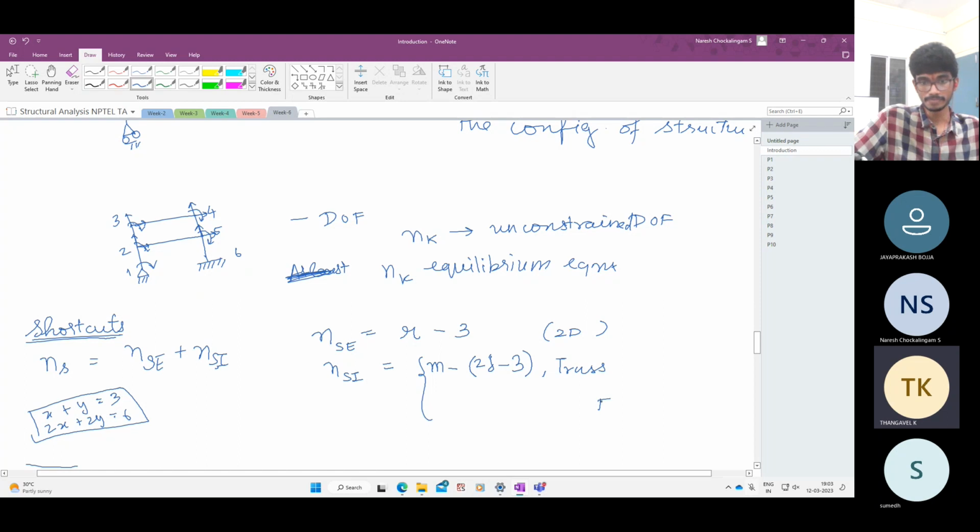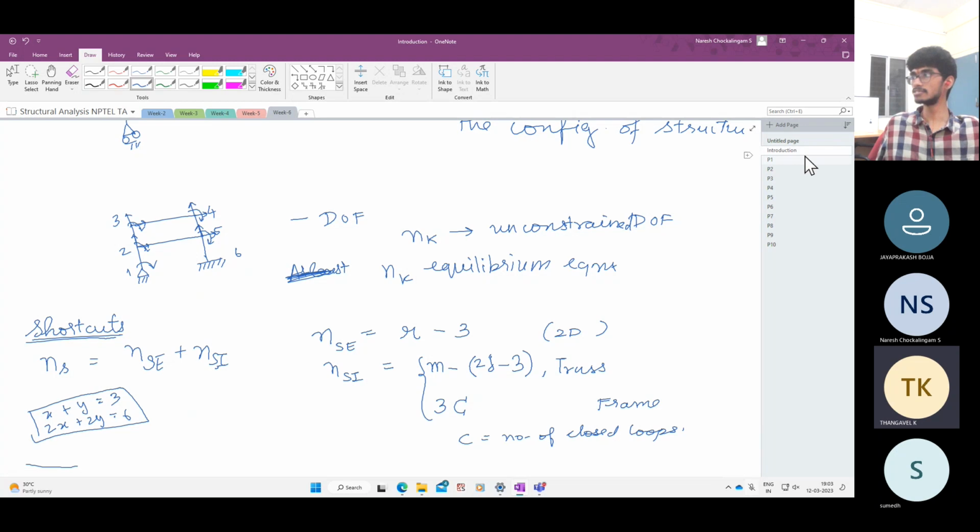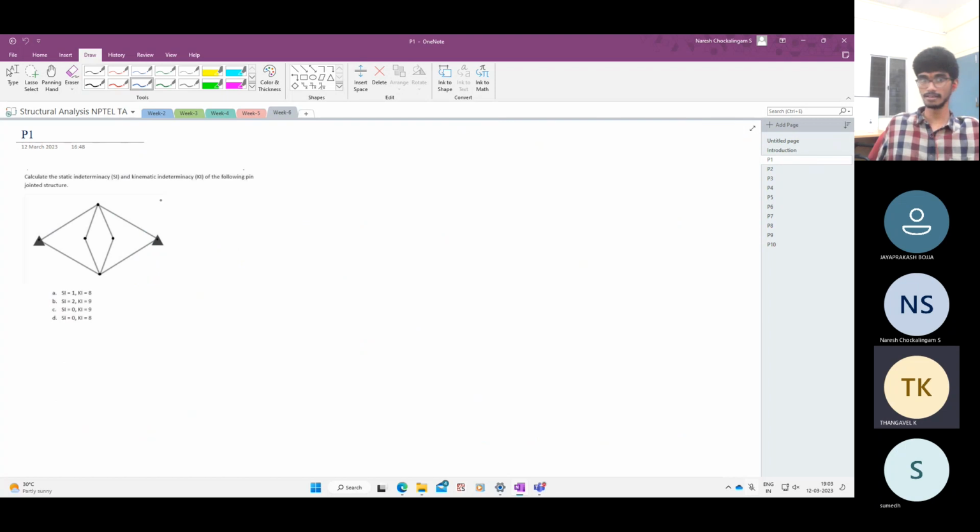And if it is a frame, it is given as 3c, where c is the number of closed loops in the frame. I'll explain why it is so when we solve the problems, but right now you can just take it as given. Nk, as we already defined, is nothing but the number of degrees of freedom minus the number of support restraints. So we'll see in the problems that these shortcuts don't always work, but they are useful in most of the cases. Now let us go to this problem.